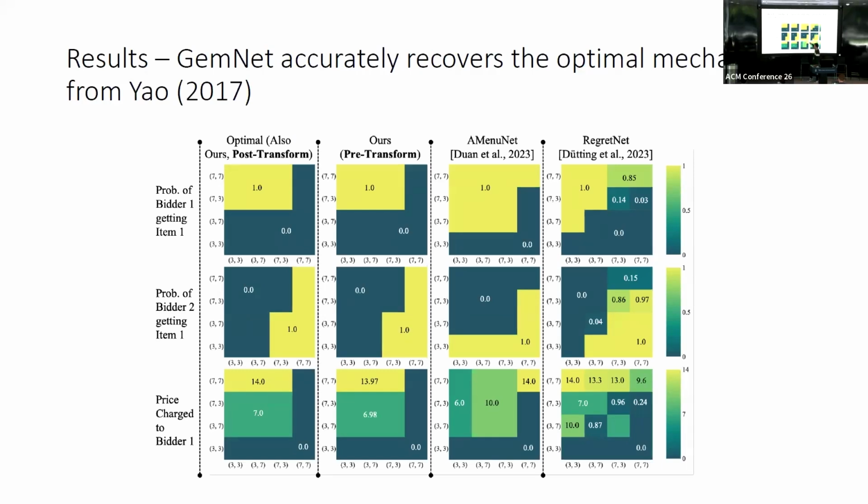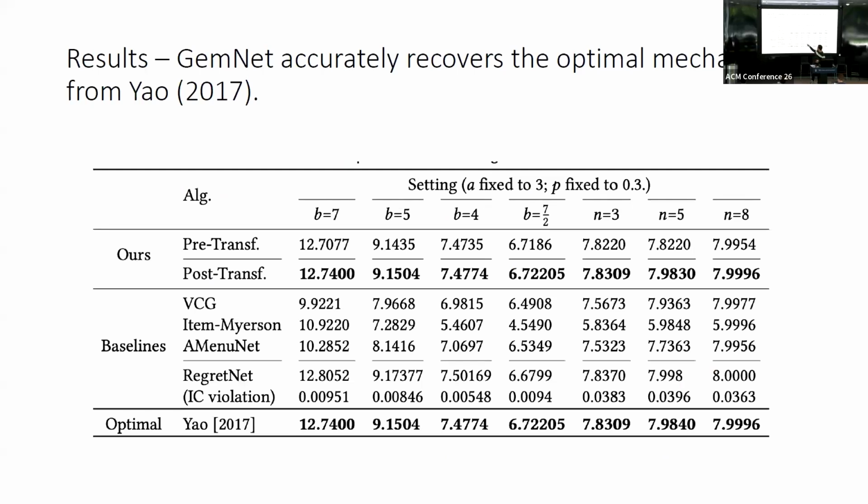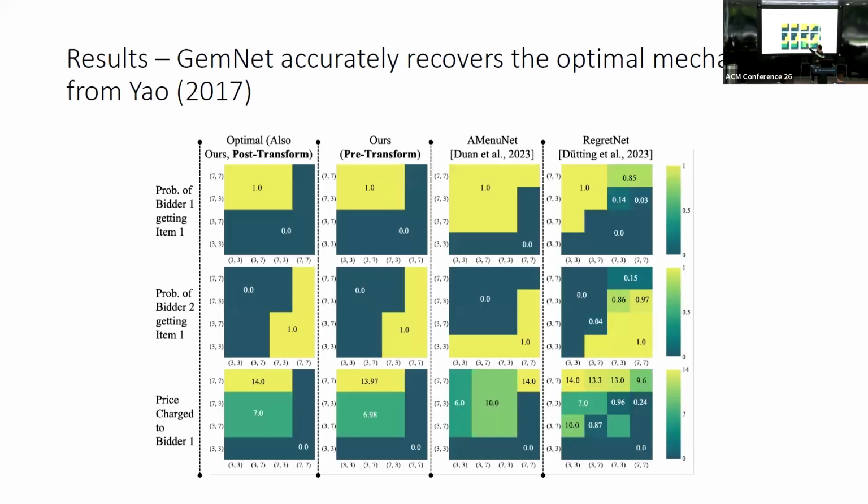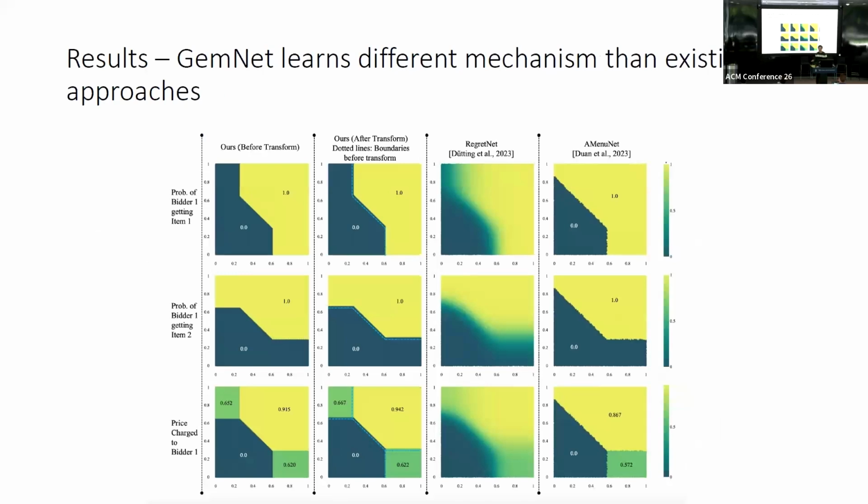We see that what AManuNet and RegretNet learned are indeed a little bit different from the optimal, even though, look at the graph, they achieve somewhat close revenue to the optimal ones, but they are learning a different mechanism. And it is probably more significant if you look at this graph, which considers 2x2 settings drawn from a uniform distribution of 0, 1. We see that this is our allocation rule before transformation, and this is after transformation.